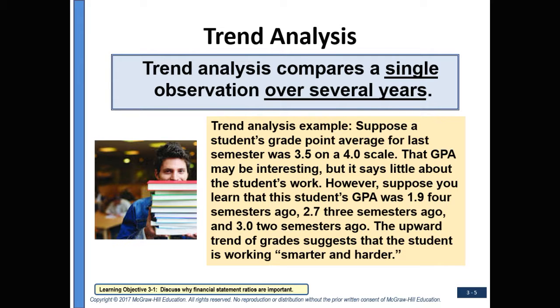However, suppose you learn that this student's GPA was 1.9 4 semesters ago, 2.7 3 semesters ago, and 3.0 2 semesters ago. The upward trend in these grades suggests that the student is working smarter and harder. We can do the same thing with any of the ratios. We can look at them over a period of time and see what performance has done. Are things improving, deteriorating, or remaining the same?